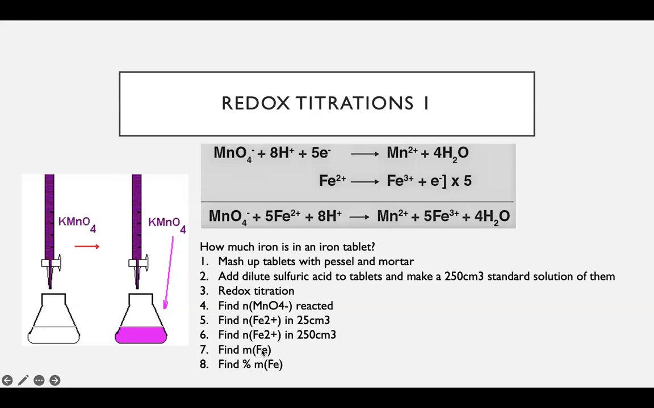Next, we want to find the mass of iron. Mass equals Mr times moles. And then finally, the percentage mass of iron in the tablets, which would just be the mass of iron discovered on titration divided by the mass of the tablets multiplied by 100. So that's just how the maths of this works.